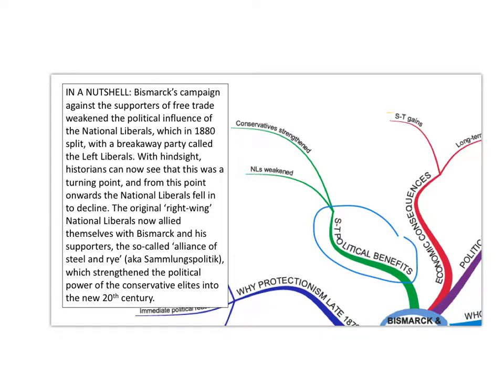So, in a nutshell, Bismarck's campaign against the supporters of free trade weakened, therefore, the political influence of the National Liberals. Okay, which in 1880 actually split into two parties, and the breakaway party were called the Left Liberals. Now that at the time was seen to be damaging.